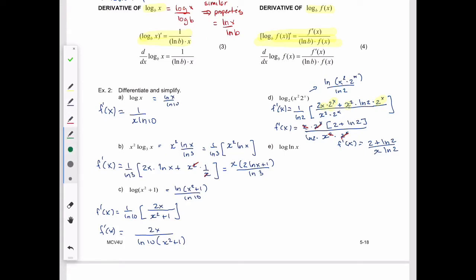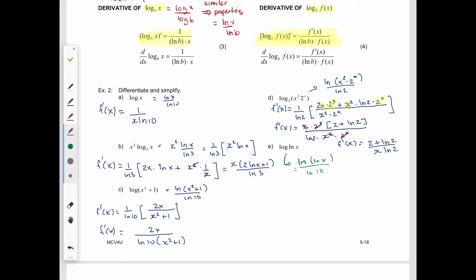I'm going to do the last one in a different color. It's getting messy, right? So once again, what I'm going to do is convert this into something that we can work with. So I'm going to say it's going to be the ln of x over the ln of 10.